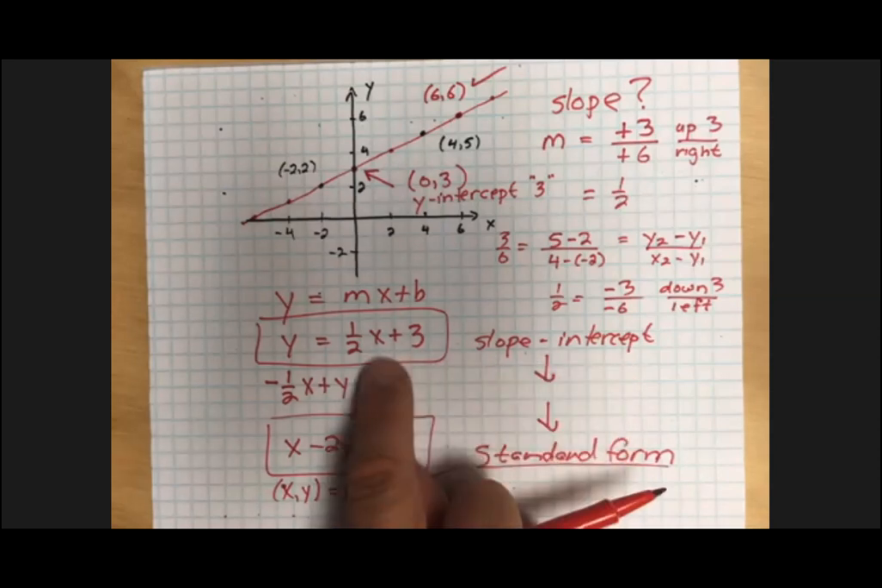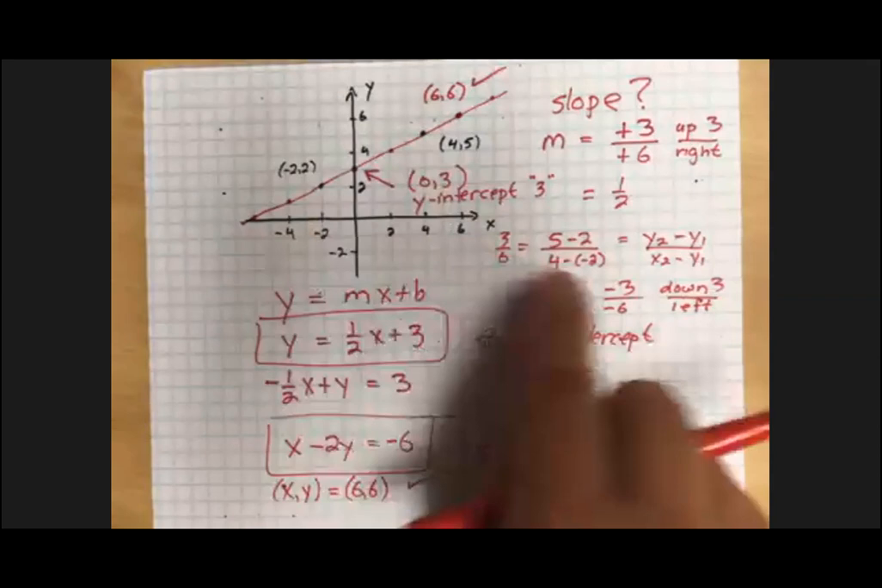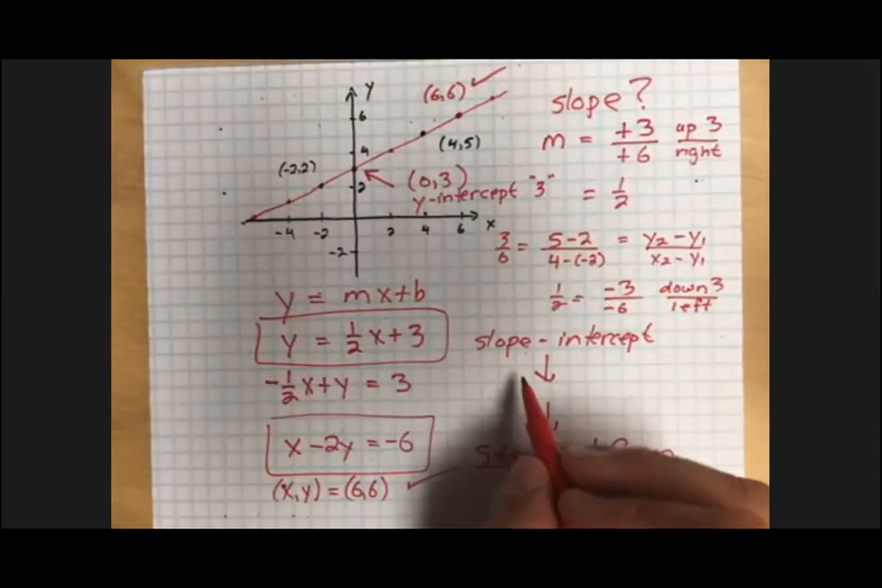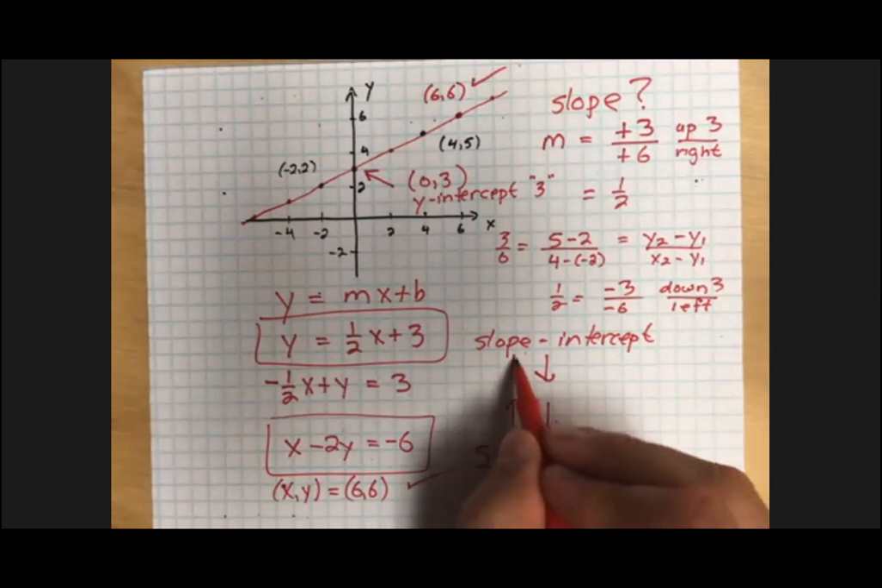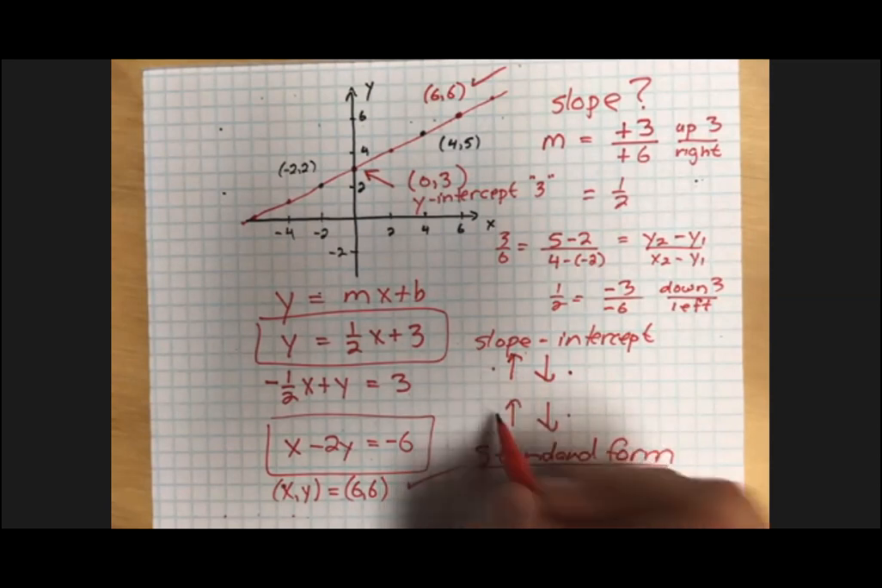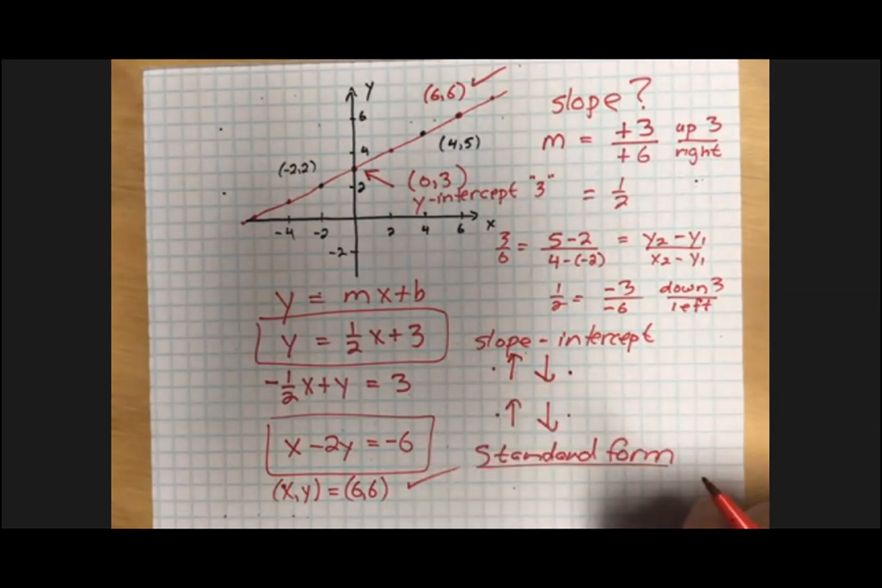Slope-intercept form is a great form for drawing. But you can use either one because you know how to go back and forth. 2 shots. 1, 2, 1, 2. Okay.